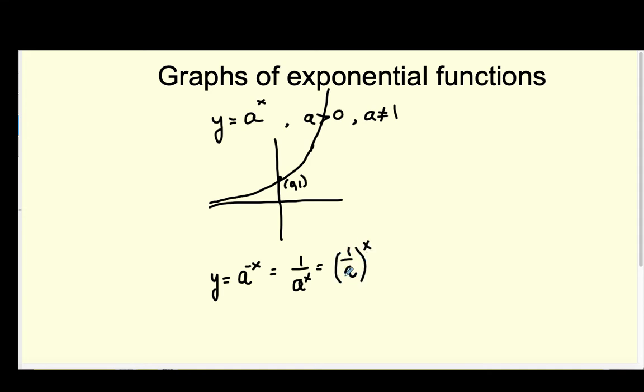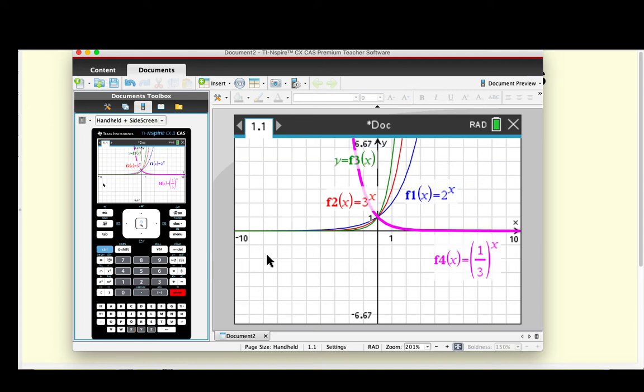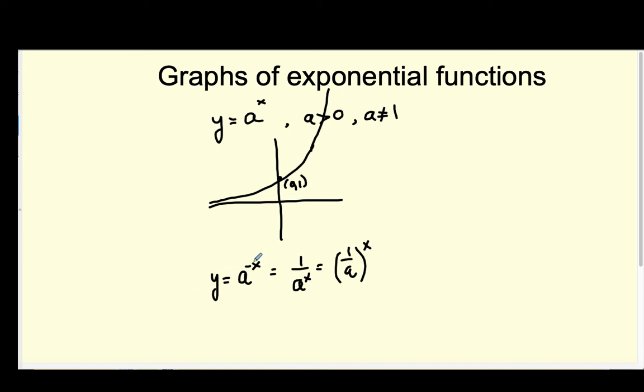And so if I go back to my graph now, and if I compare the pink graph to the red graph, which was 3 to the x power, you can see what's happened. The graph of 3 to the x has been flipped over the y-axis. And that makes sense in terms of transformations, because if you remember how the graph of f of negative x was related to the graph of f of x, this graph f of negative x was f of x flipped over the x-axis.